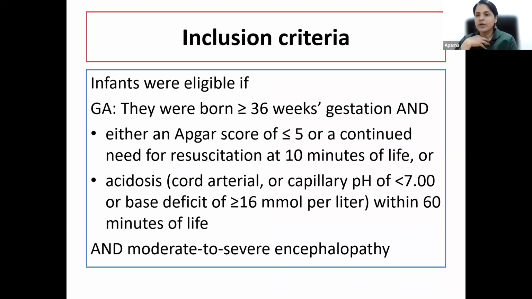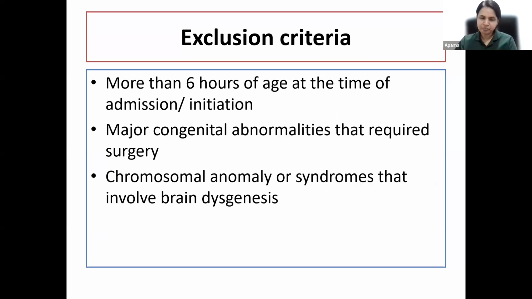Now, the indications or inclusion criteria for therapeutic hypothermia include babies with gestational age more than or equal to 36 weeks, with either a low Apgar score, or the presence of cord metabolic acidosis, and the presence of moderate to severe encephalopathy. Infants are considered eligible if they are more than 36 weeks, with either an Apgar score of less than or equal to 5 at or beyond 10 minutes of life, or the presence of cord, arterial or capillary acidosis with pH less than 7 and base deficit more than or equal to 16 millimoles per liter within 60 minutes of life, as well as the presence of moderate to severe encephalopathy.